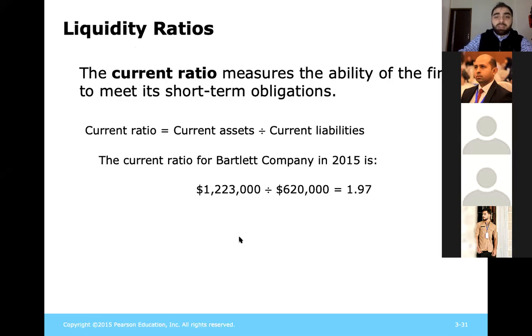The higher the current ratio is, the better for the company, because it shows us that the liquidity in the company is sufficient to cover or pay off all the current liabilities that we have. And this is a very important ratio, because we want our project to keep running.